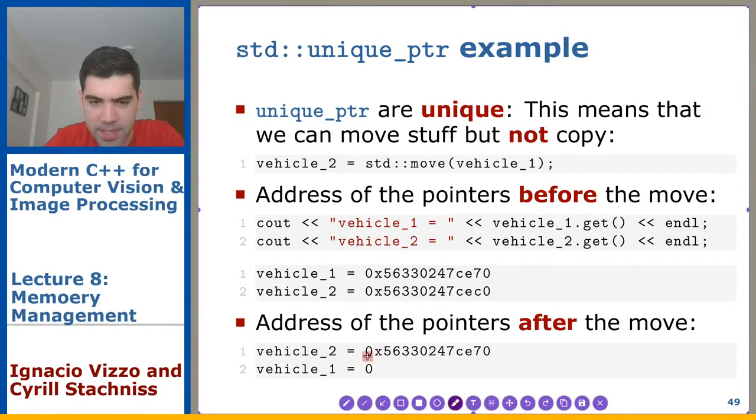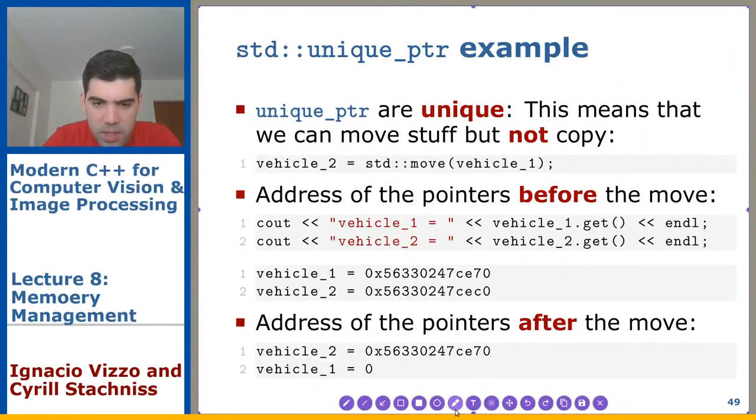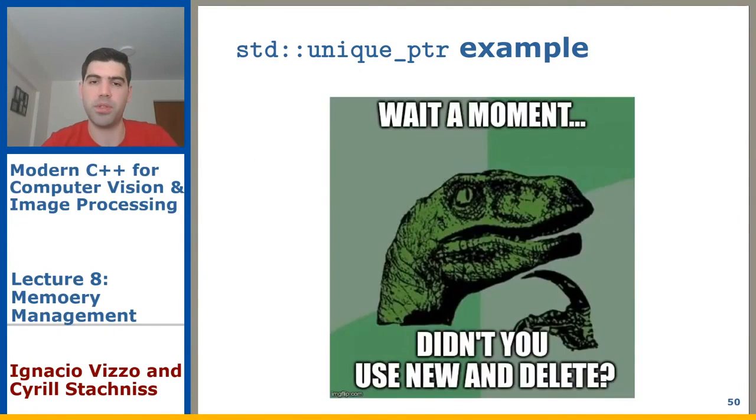So where is the highlighter? To this memory address, and then vehicle 1 is 0. So vehicle 1 was freed because now vehicle 2 took ownership of this pointer. And actually, let's check. Yeah, so first it was 70, and now vehicle 2 points to what vehicle 1 pointed to, because here we took ownership of vehicle 1's unique pointer.